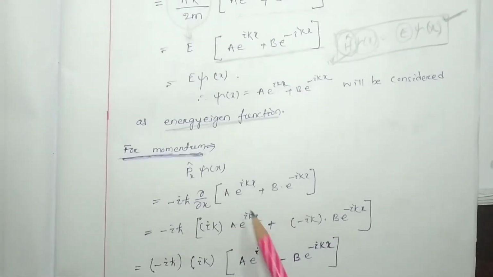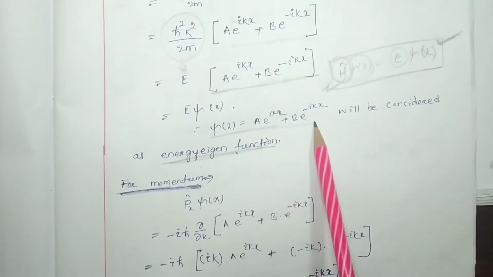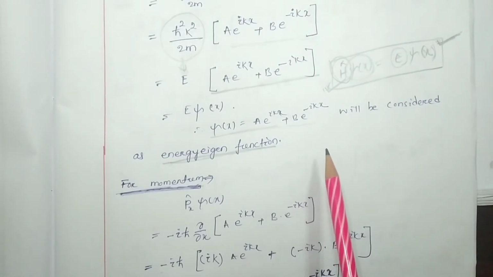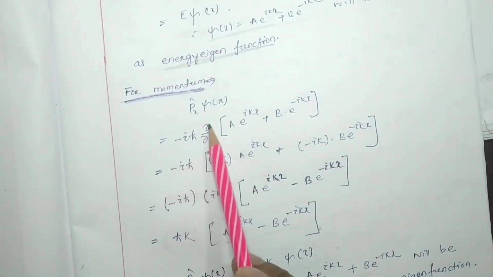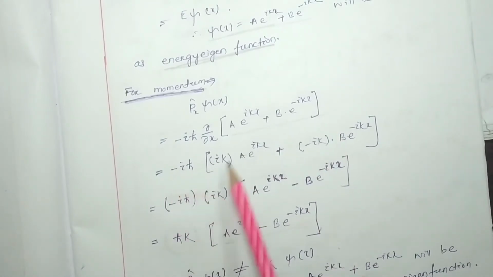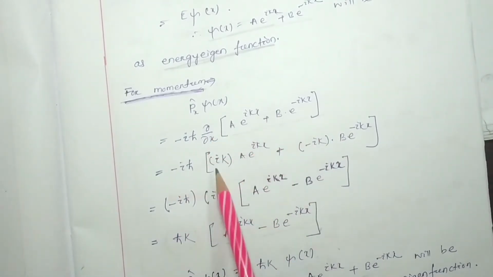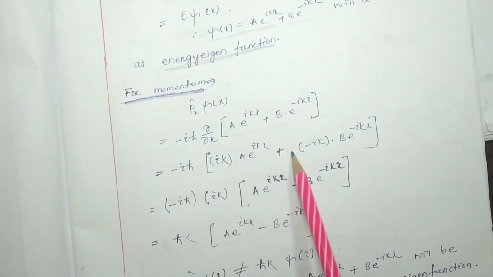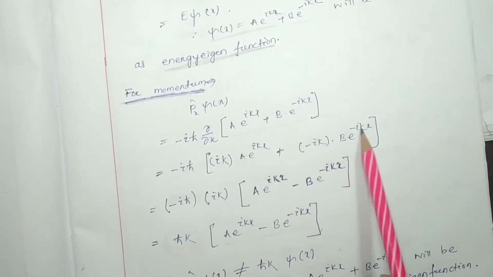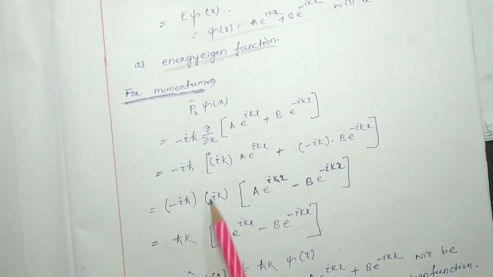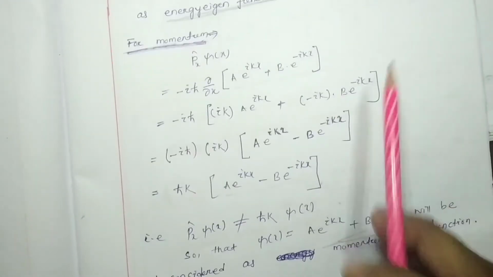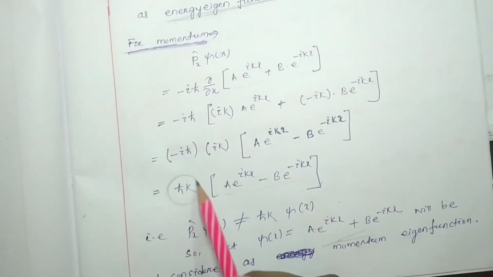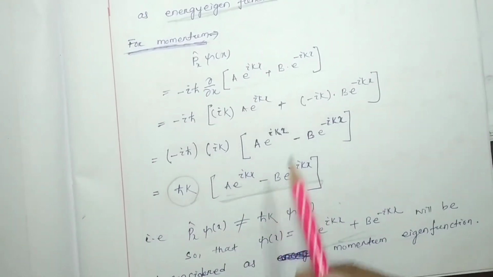Now, is this psi(x) acceptable as a momentum eigenfunction? Yes or no, that we have to check. For that, p_x cap psi(x), where p_x cap is nothing but minus i h cross del by del x. It is a simple derivative: ik a e to the ikx plus minus ik into b e to the minus ikx, and it will be minus i h cross, and this ik can be taken outside. This will be a e to the ikx minus b e to the minus ikx, simple steps. So at last we found h cross k, but the wave function is not the same as the initial.